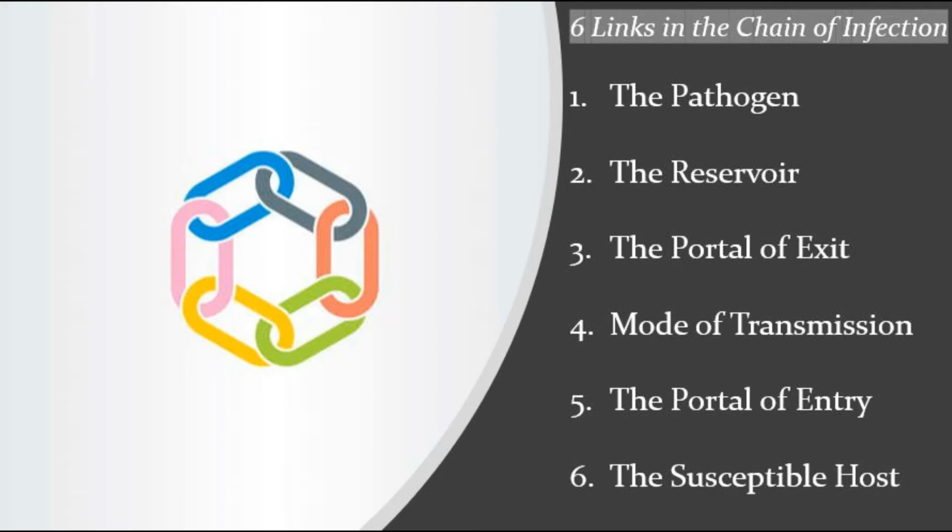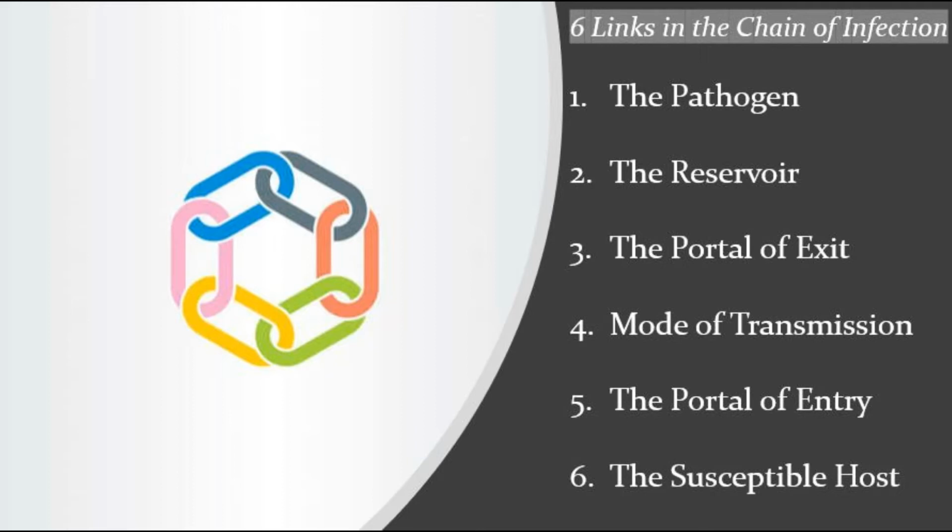The transmission of infection depends on six elements which link together like a chain. If any link is broken, then the chain is broken and infection cannot be transmitted. Each link has its own unique role in the chain. For an infection to develop, each link of the chain must be connected. Breaking any link of this chain can stop the transmission of infection. So let's dive a little deeper into what each of these links are.